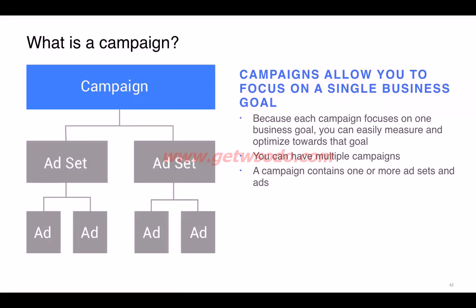Alright, so campaign allows you to focus on a single business goal. Now, because each campaign focuses on one business goal, you can easily measure and optimize towards that goal. So like we just saw, there are different kinds of objectives, and these objectives have to be chosen according to the business goal that we have. So that particular objective will correspond to one campaign, and then when we set up that campaign, we can easily measure and optimize to achieving that particular goal. You can have multiple campaigns, like I already said, and a campaign contains one or more ad sets and ads. So one campaign can have multiple ad sets, as you can see in the picture.